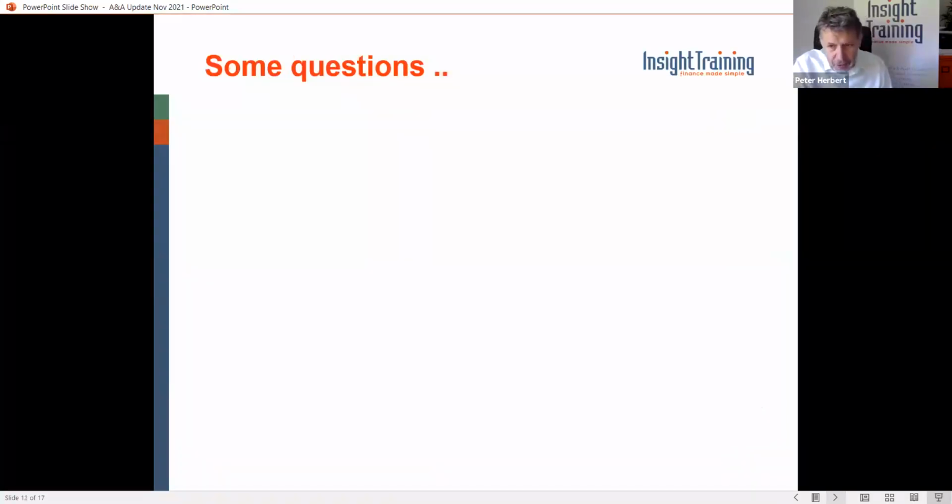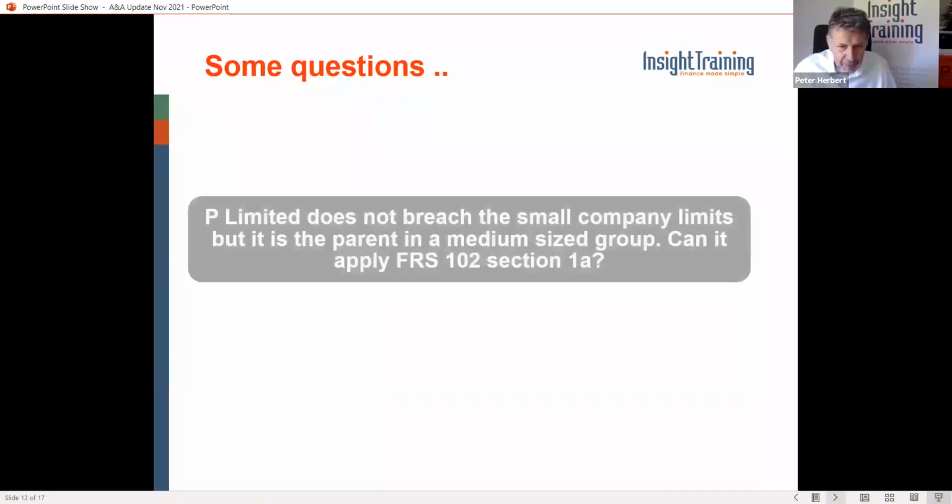A couple of final questions on small groups. We get this one quite a lot. P Limited does not breach the small company limits, but is the parent in a medium-sized group. Can it apply Section 1A of FRS 102 in its own accounts? The answer to that one, of course, is no. If you're the parent company in a medium-sized group, you must consider yourself to be medium-sized as well from a financial reporting point of view. So FRS 102 in full for the parent company in a medium-sized group, even if the figures in that individual company's accounts would suggest it's small in size.